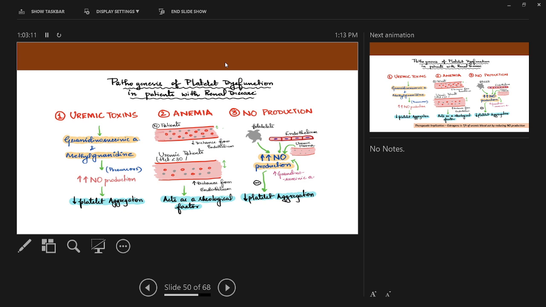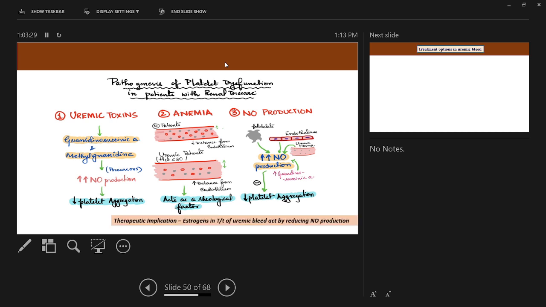There is uremic plasma, like these uremic toxins. These are only two of many that actually stimulate the platelets and endothelium to release nitric oxide, and they themselves also act as precursors of nitric oxide production, so ultimately leading to decreased platelet aggregation. So the therapeutic implication is that estrogen in the treatment of uremic bleeding acts by reducing the nitric oxide production.